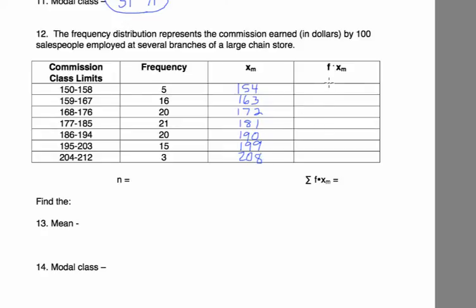F times XM. In order to find the mean, I want to add up all the money that they made. Well, I'm assuming that each person made $154 here, and there's 5 of those, so I'm going to do 5 times 154. And then I'm assuming that all 16 of these people made $163 commission, so I'll multiply those to get that number. This is part of adding up all the commissions so I can find the average commission. I'll finish this table now.